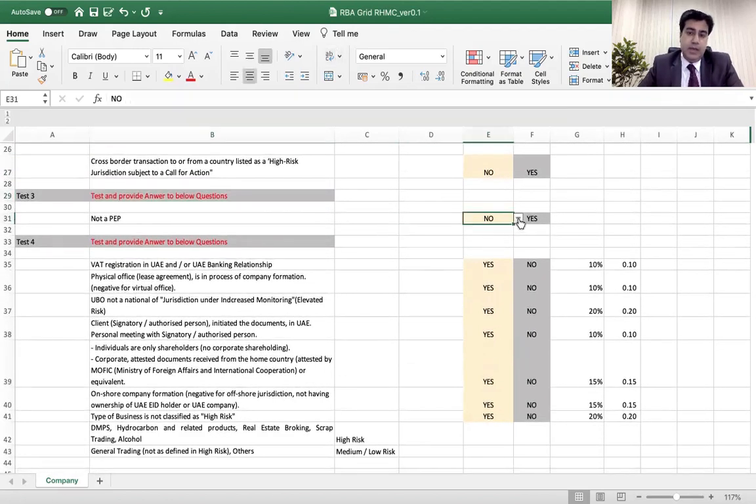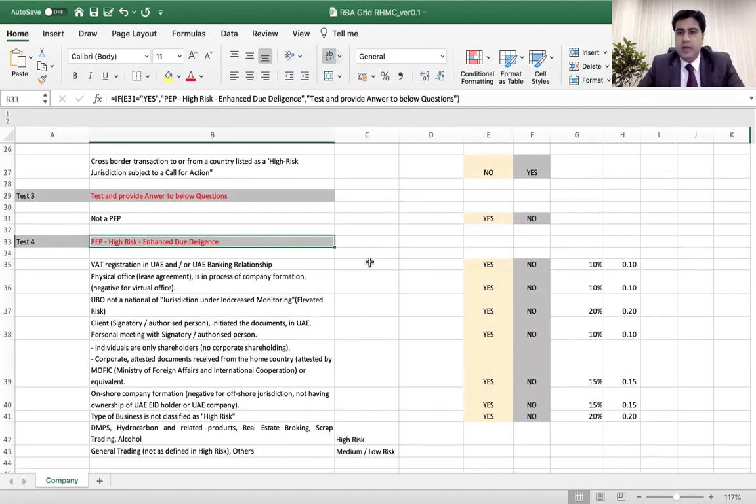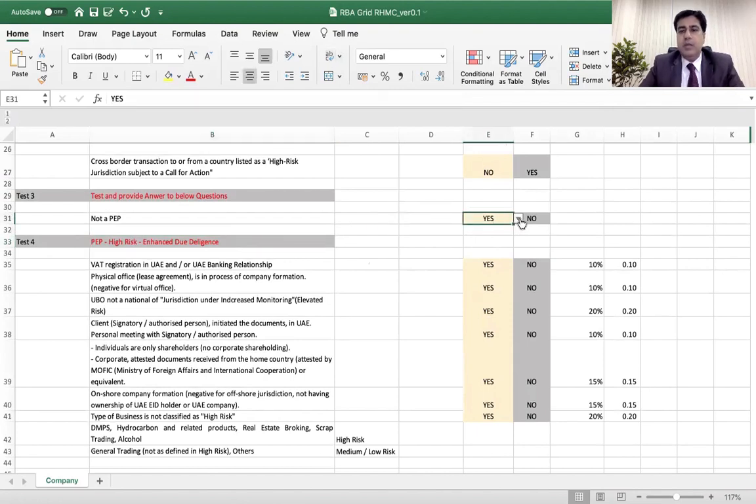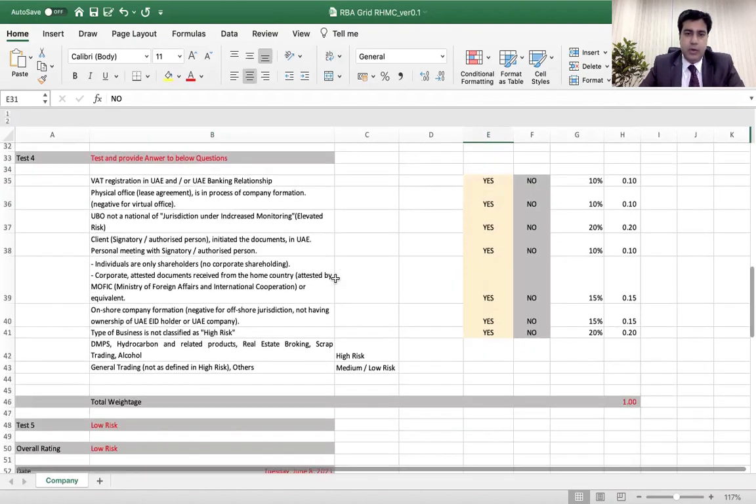We are looking at PEP. It's not a PEP or it's a PEP. If it's a PEP, we are not stopping the transaction, but we are converting it into an enhanced due diligence. That means further actions are required, further additional information is required. Maybe a senior management approval is required to ring-fence the risk from the PEP perspective. Now, if I say no, I can go to the various parts.